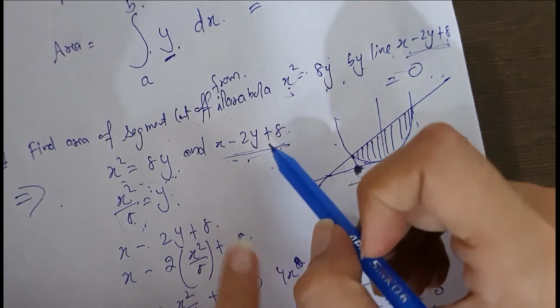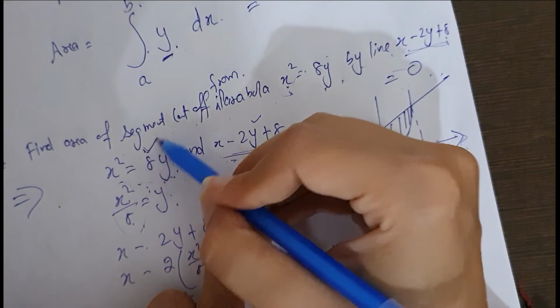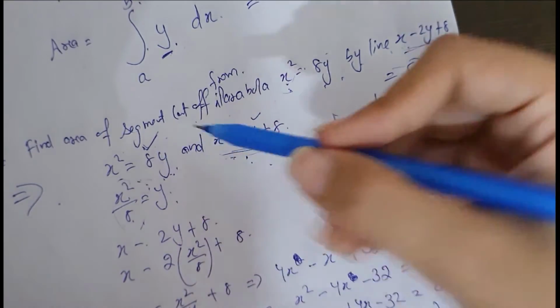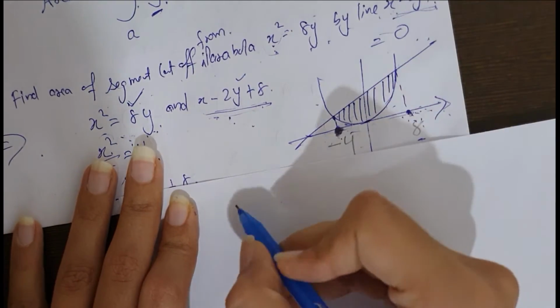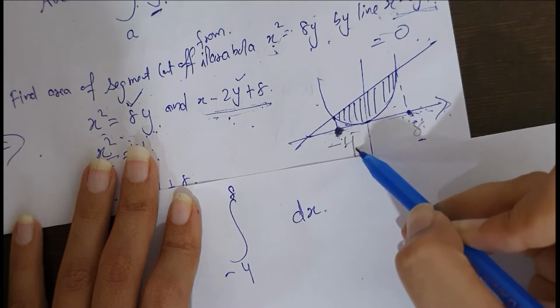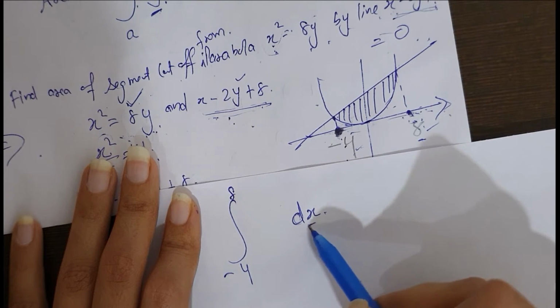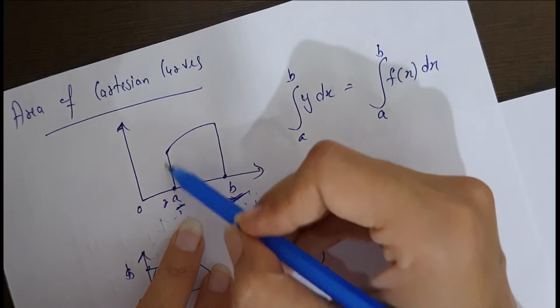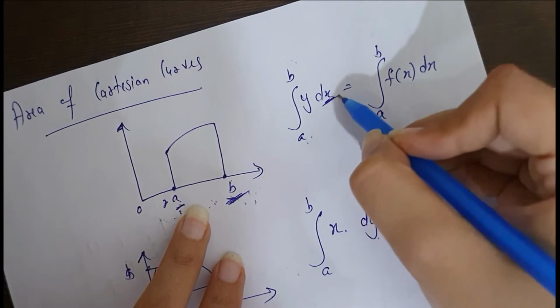We can also do it like this. From here we can find the value of x and put it in this equation, and from there we can also find the value of x. So we have to integrate from minus 4 to 8 dx. We are taking limits on the x-axis, so we integrate with respect to x. As mentioned, if the curve is on the x-axis, we take limits and integrate with respect to x.